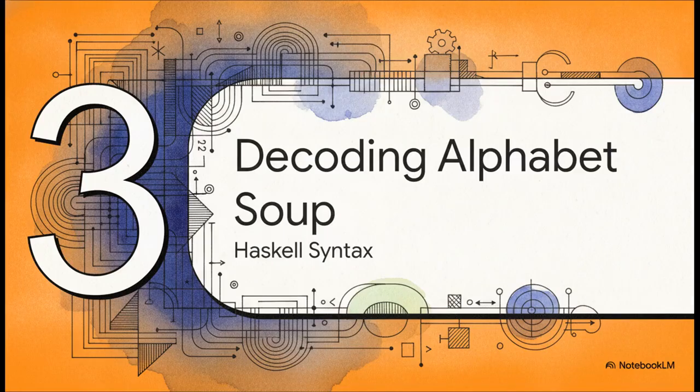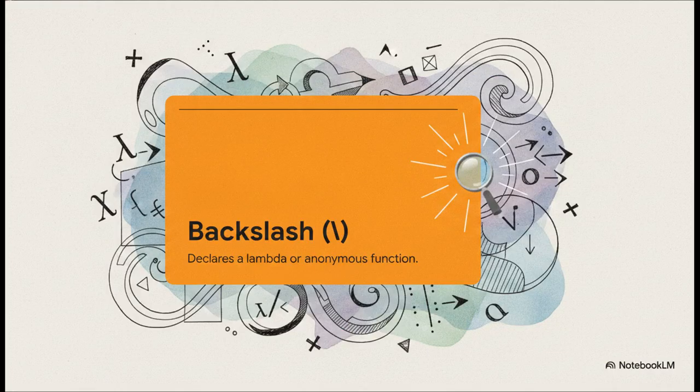Section 3. Decoding the alphabet soup of Haskell syntax. Now, if you're newer to functional programming, you might look at that incredibly concise snippet and feel, well, maybe a little intimidated. Let's break it down. So, the crucial point is demystifying the syntax. Haskell is totally infamous for what developers jokingly call alphabet soup, a dense collection of symbols that can look like literal alien math. But it's actually incredibly logical once you see it.